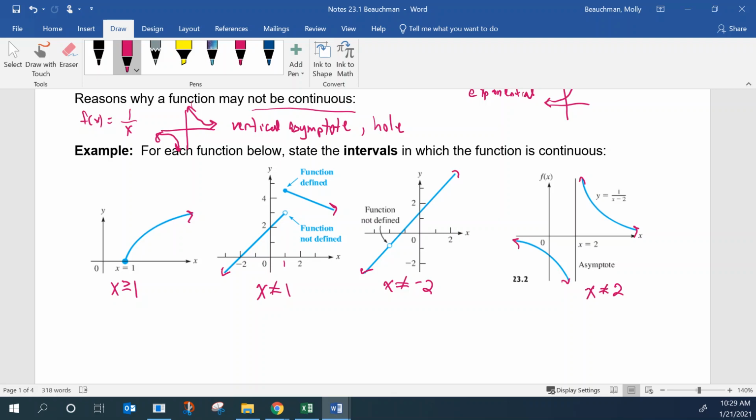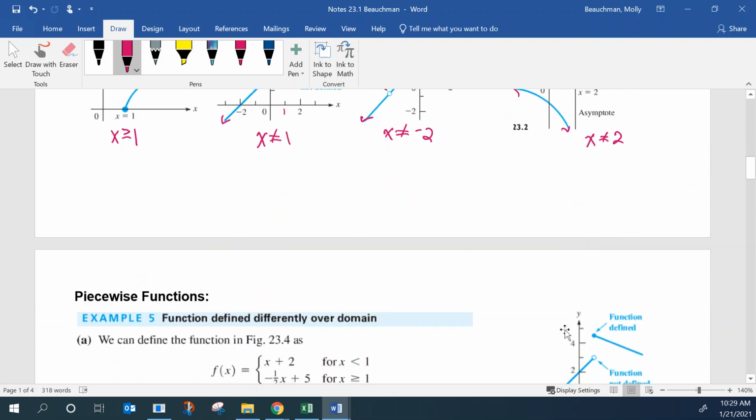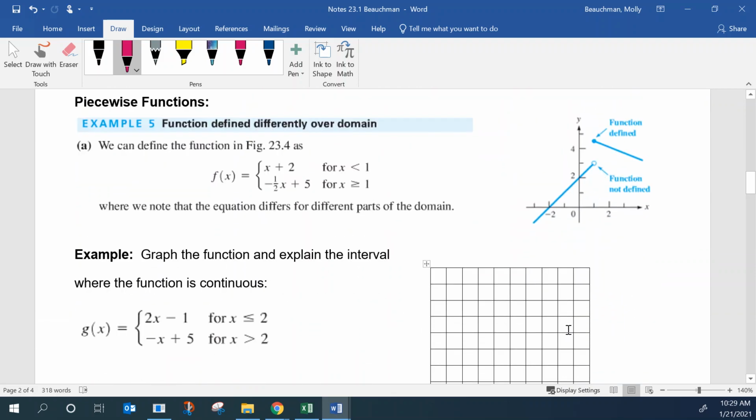All right, so what types of equations or what types of items give us graphs like this? Okay, so this second graph, where it looks like a part of two lines, is called a piecewise function. So now we're going to take a look at functions defined differently, or piecewise functions. A piecewise function is f of x equals, this particular function is two functions: x plus 2, a linear function for x is less than 1, and then -1/2 x plus 5 for x is greater than or equal to 1. So this function is defined as two lines, but on restricted domains.